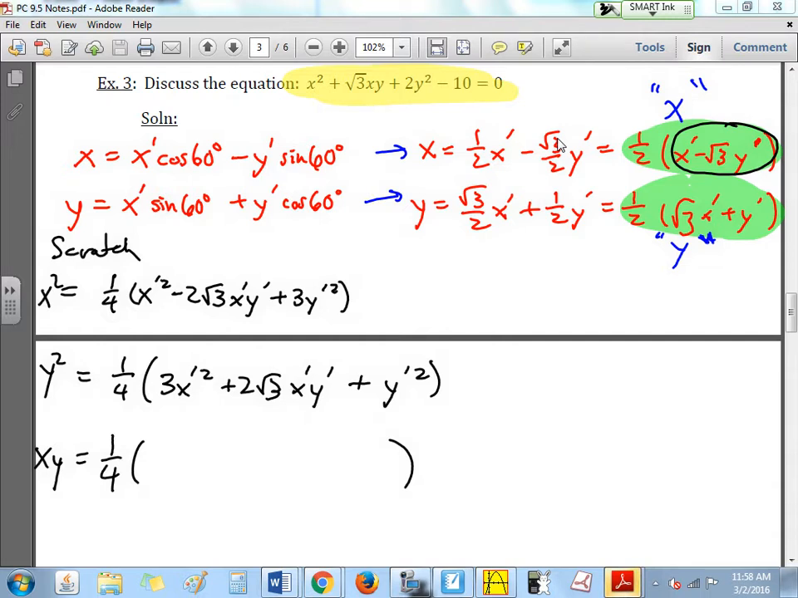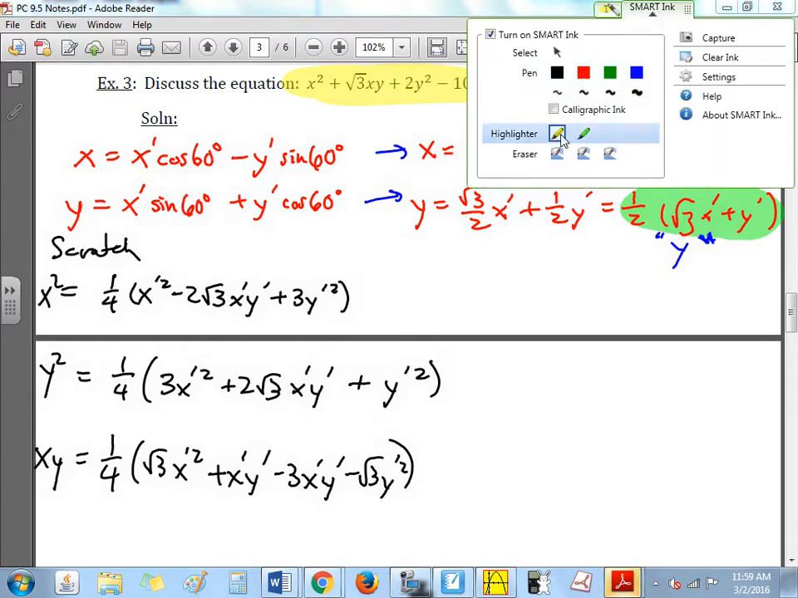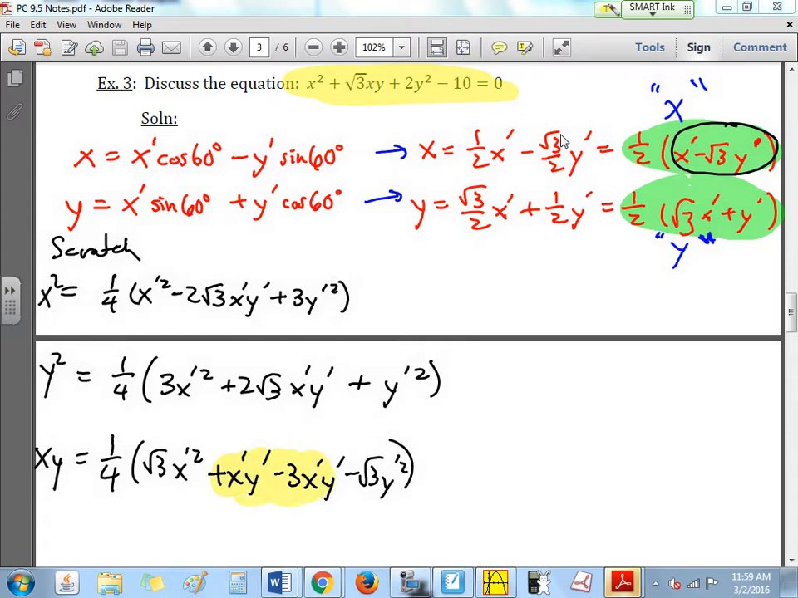So it's like a foil. It's a foil. So I'm going to get first, outers, inners, last. So first is rad 3 x prime squared. Outers plus x prime y prime. Inners minus 3 x prime y prime. Lasts minus rad 3 y prime squared. And the middle two terms there are like terms. So you can actually, if you want to, put these two guys together.